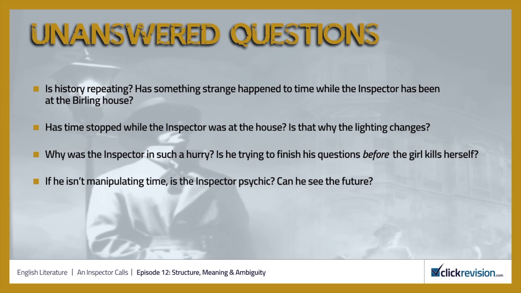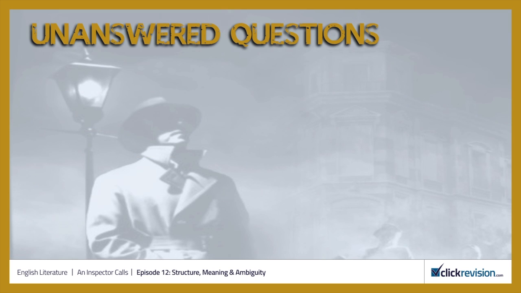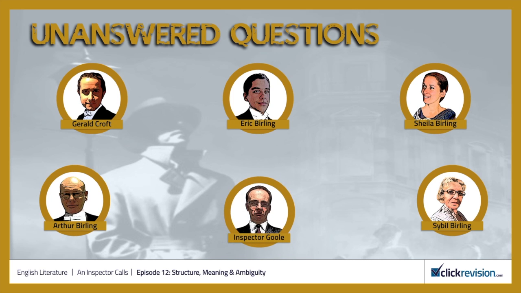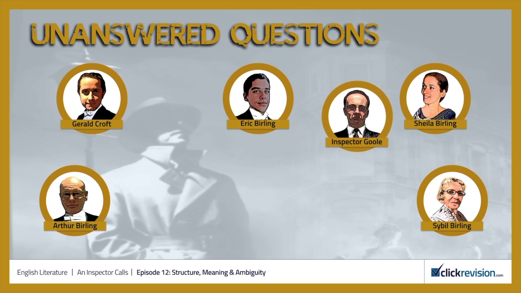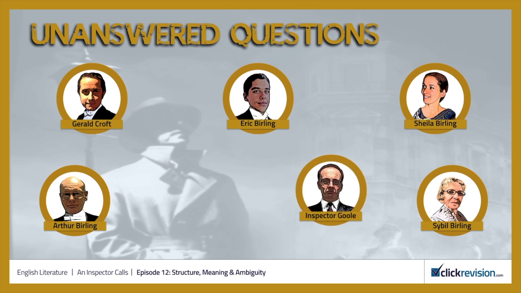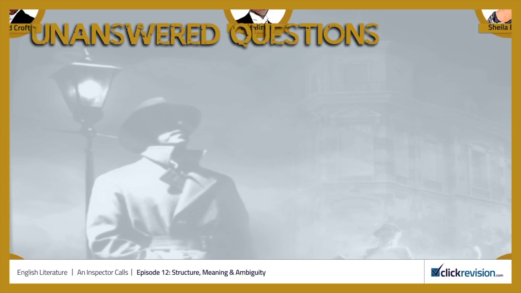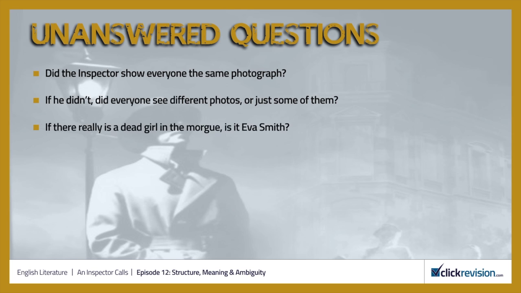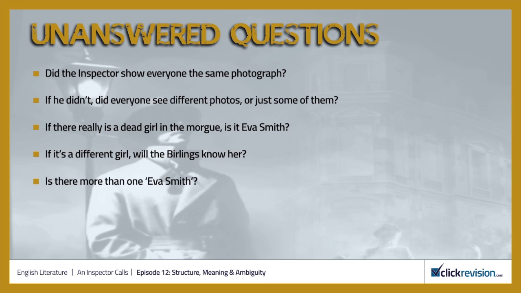Furthermore, because of the way the inspector behaves, it becomes even harder to know exactly what takes place during the play. For example, because the inspector keeps all the characters separate when showing each of them the photo of the dead girl, it's impossible for the audience to know if he shows everyone the same photo or if they're all different. This raises even more ambiguity. Did the inspector show everyone the same photo? If he didn't, did they all see different photos or just some of them? If there is a dead girl in the mortuary, is it Eva Smith? If it's a different girl, will the Birlings still know her? Is there more than one Eva Smith? Does Eva Smith exist at all, or is it all a hoax?